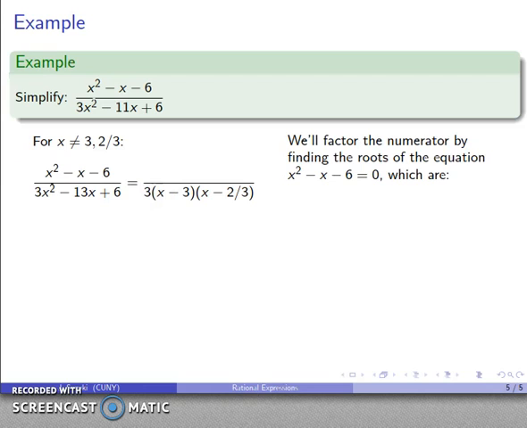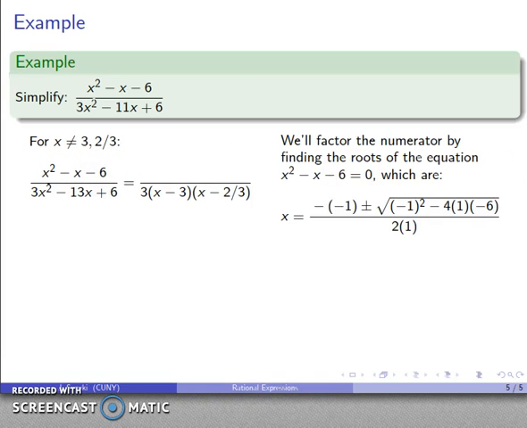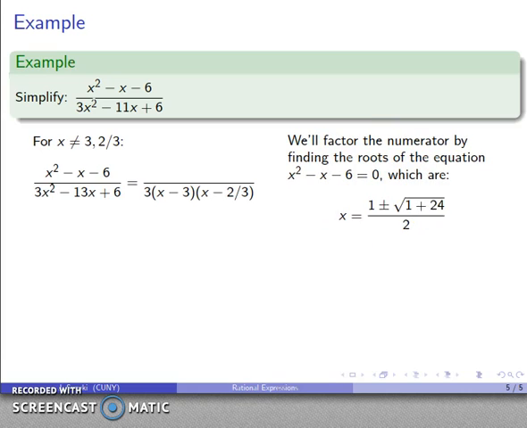Well, that numerator, we can do the same thing. We can find the roots of the equation x squared minus x minus 6 equal to 0, and I can solve this using the quadratic formula. Again, a equals 1, b equals negative 1, c equals negative 6. I drop those into the quadratic formula, and I let the arithmetic dust settle.